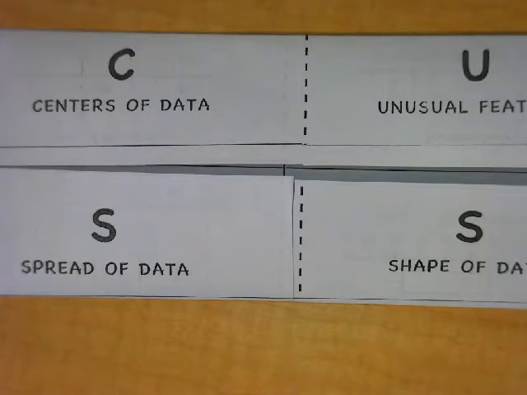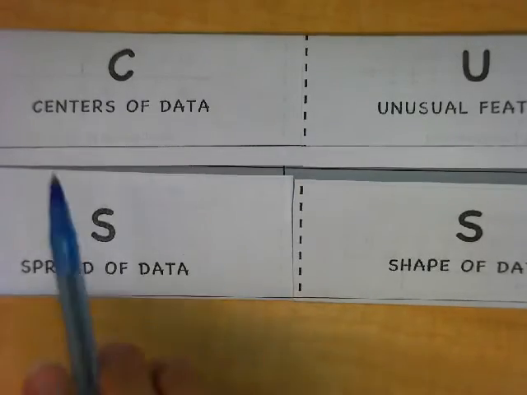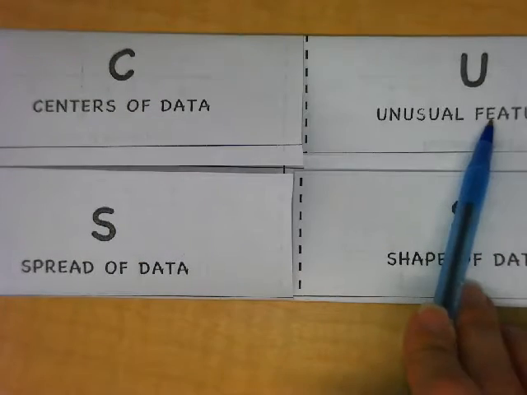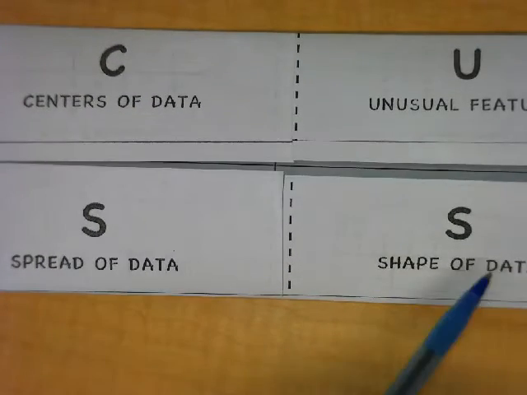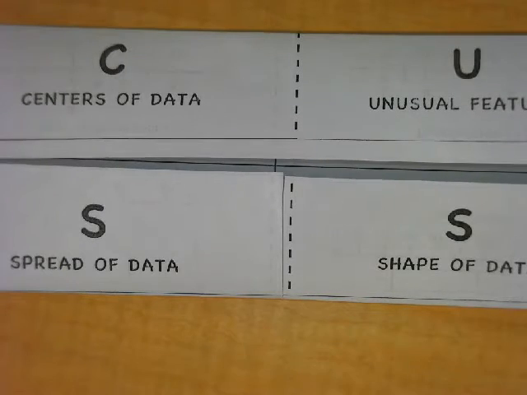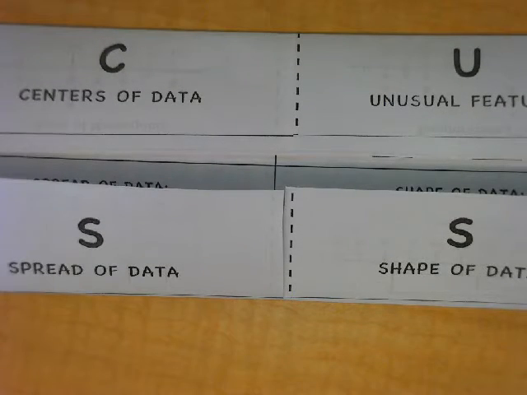We're going to talk about different types of data and all of the different data descriptions we can look at. We're going to talk about centers of data, unusual features, the spread of data, and the shape of data. And we talked about a couple of these already, so we're just going to elaborate on those today.